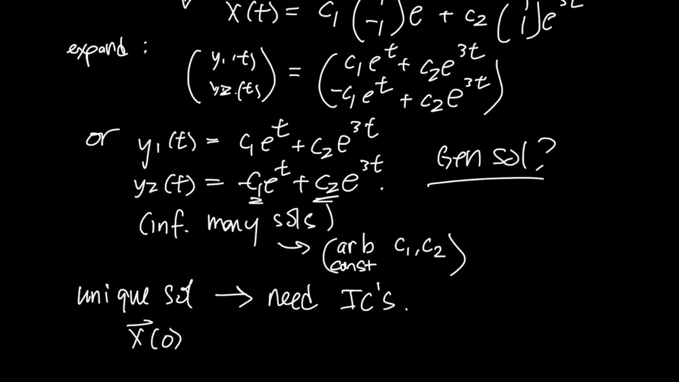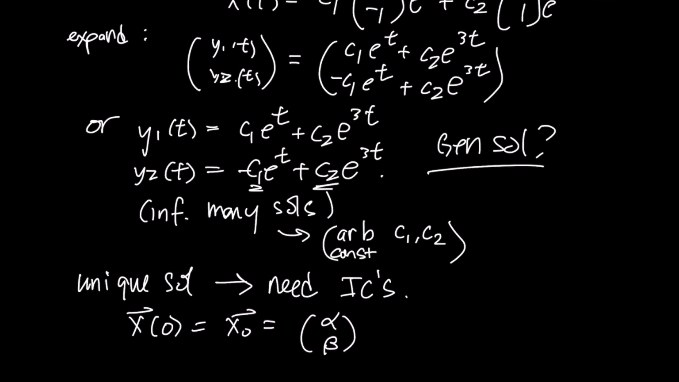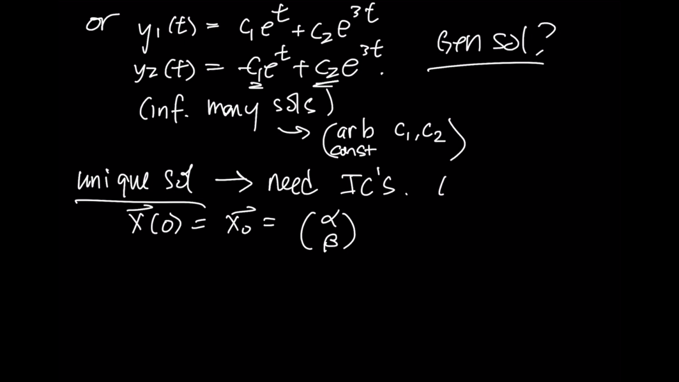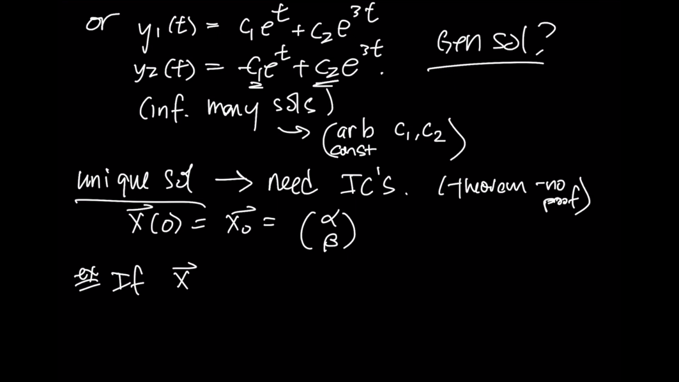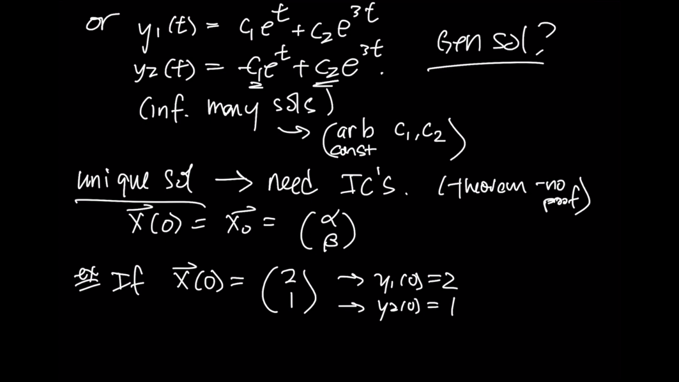And the initial conditions in our case are just going to be given by some vector of constants, alpha and some beta. It will turn out to be unique. There is a theorem that we will not prove here that will guarantee that this will provide us with a unique solution. So back to our example, if we are given that the initial conditions are 2 and 1, this means y1 of 0 is 2 and y2 of 0 is 1.